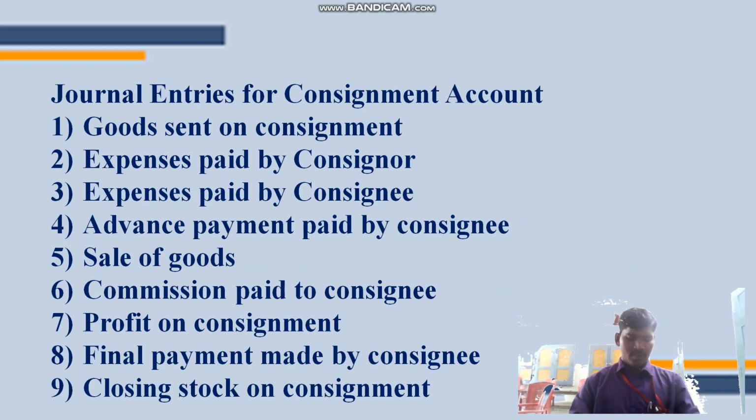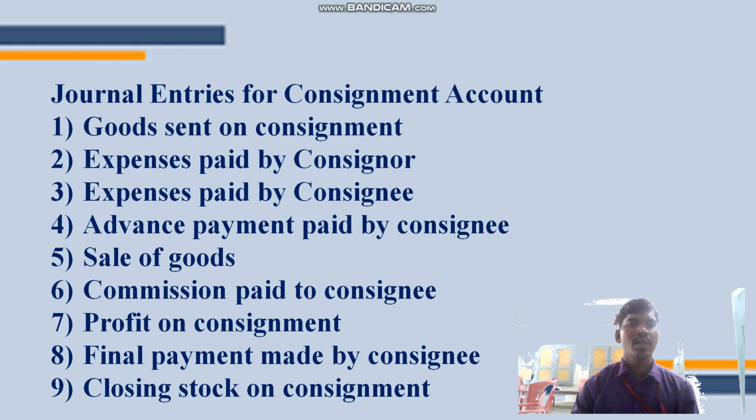So there are a few transactions taking place for which we need to write the journal entries, and based upon the journal entries we are going to post into the ledger and prepare the accounts. So we are going to see the journal entries in the books of the consignor in the consignment account. The following are some of the transactions which take place between the consignor and the consignee in consignment account. First one is goods sent on consignment.